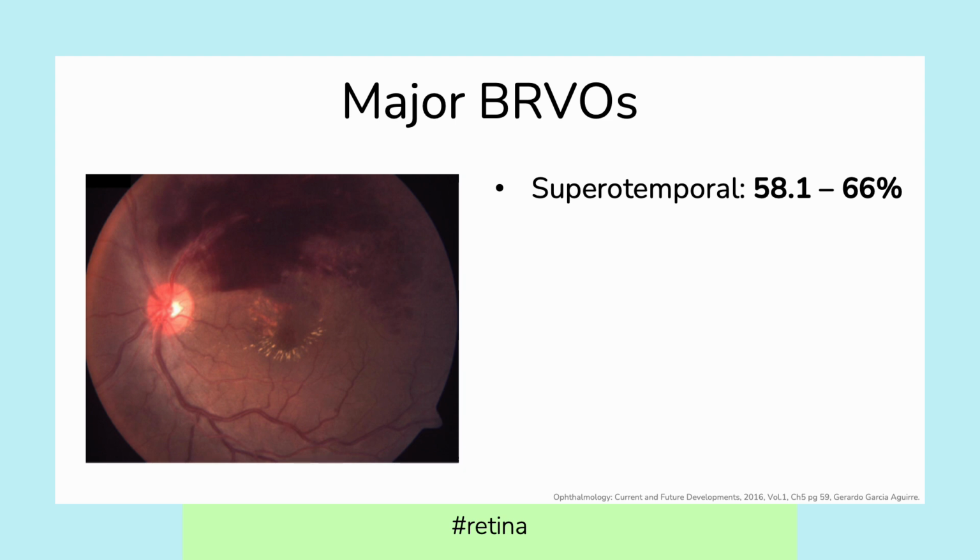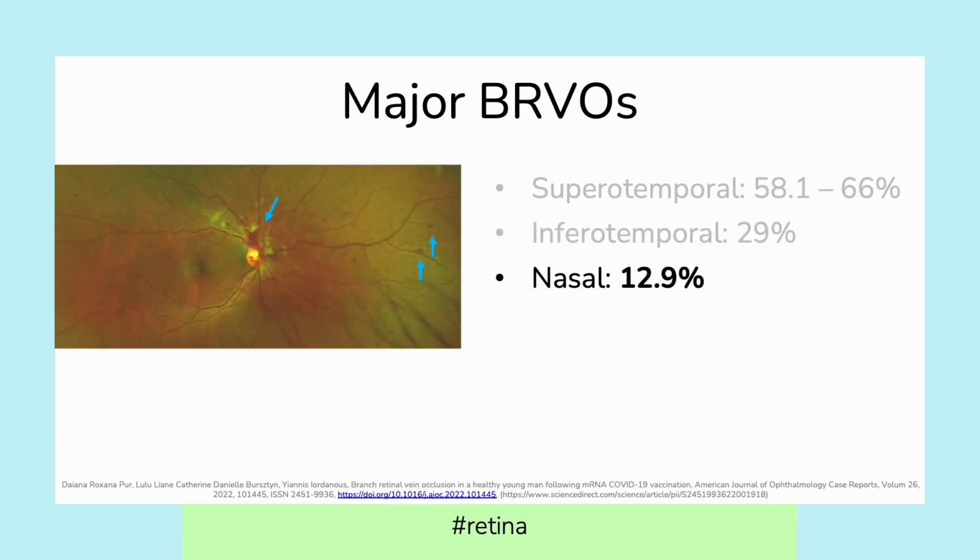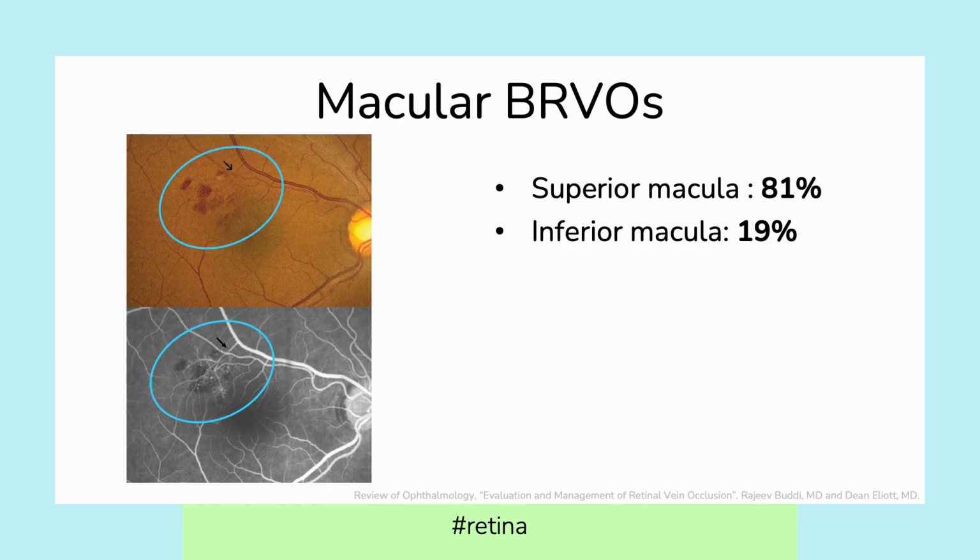The superotemporal quadrant is most commonly affected, 58.1 to 66%, followed by the inferotemporal quadrant, 29%, and the nasal quadrant, 12.9%. Major BRVOs will cause a peripheral field defect corresponding to the quadrant affected. A macular BRVO is an occlusion of a venule in the macula. The superior macula is affected 81% of the time compared to 19% for the inferior macula. Macular BRVOs cause a central visual defect.